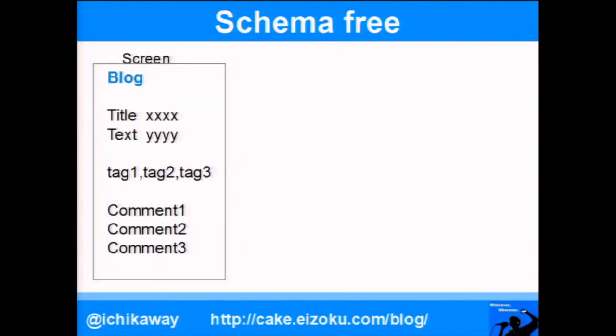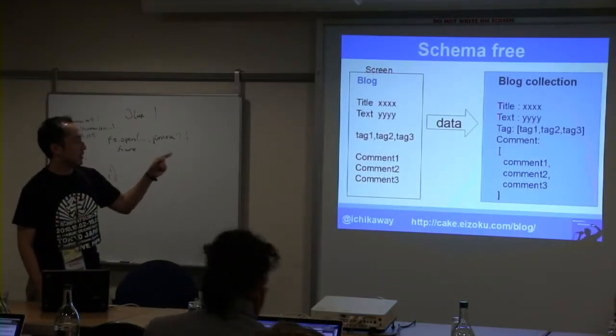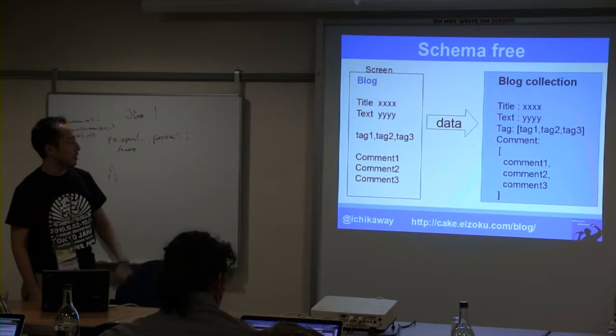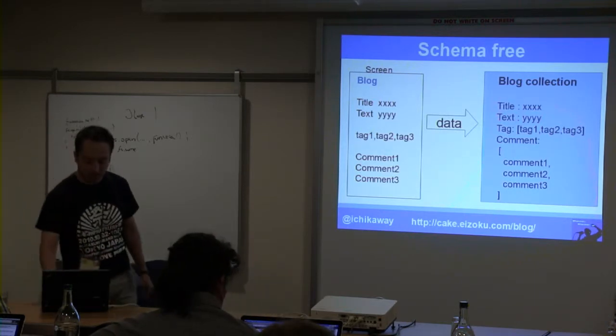Or here is a blog page on the browser screen. So we can store the data as we see. Tags and comments have array data, so we don't have to normalize the data into tables.